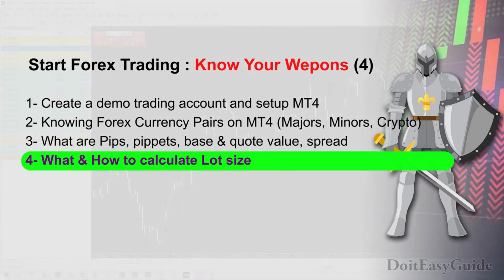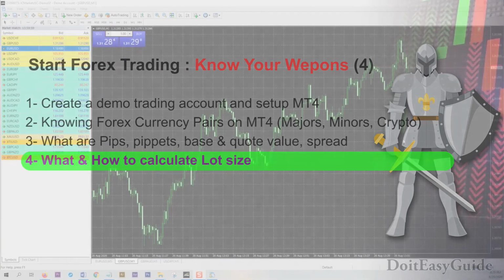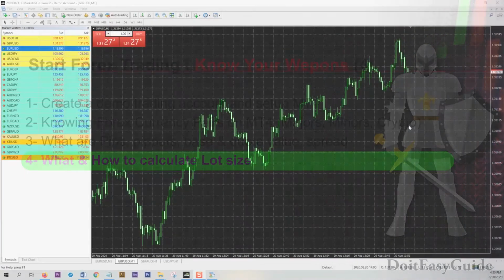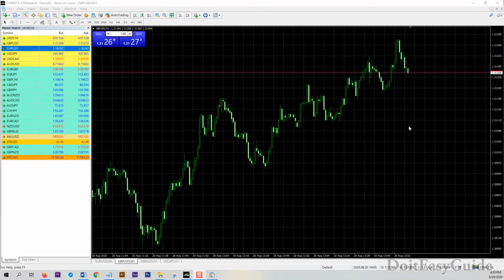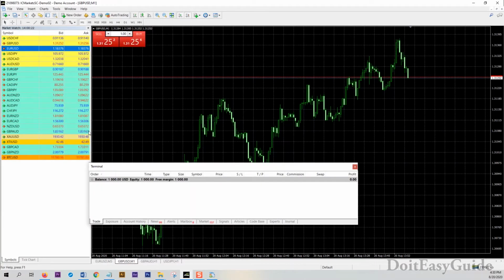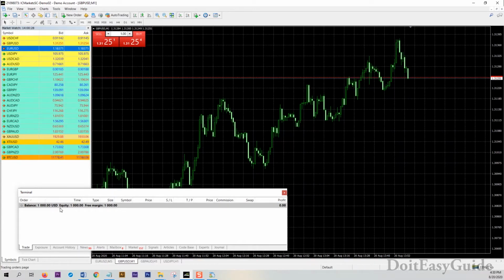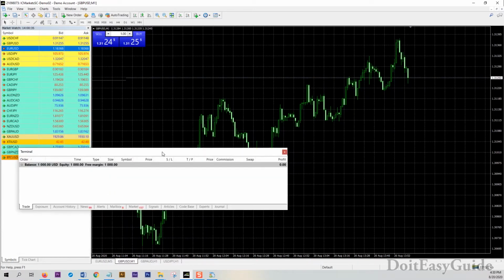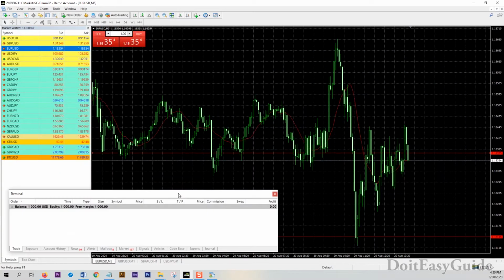Okay, now let's learn about lot size and the connection between lot size and the number of pips, right? So let me take the terminal. In my account I have $1,000, right? And let's go to Euro USD. So let me take back my Word file.